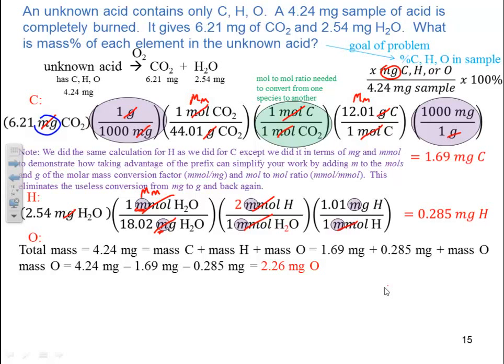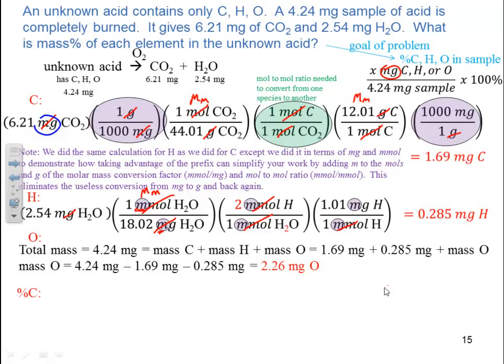Now, if I was to figure out the amount of oxygen from CO2 and H2O, I could do that. The problem is that it's going to be greater than that 2.26 because I had some oxygen coming from the combustion. And there are ways to figure out how much that is and subtract it, but this is the easiest way to go.